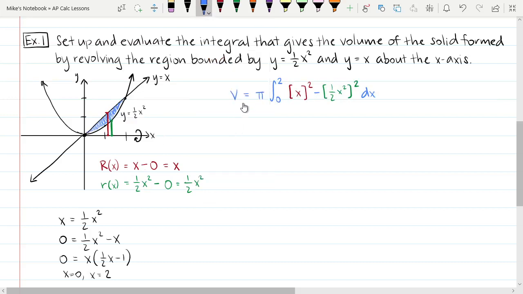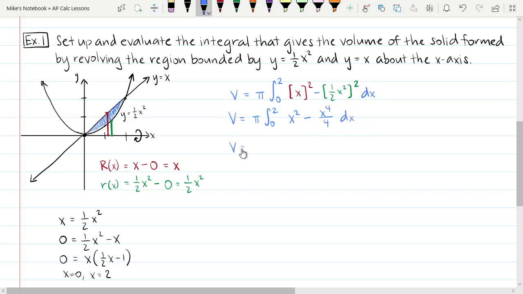Now my recommendation is, I don't want you to get out of practice of evaluating definite integrals by hand, so I would recommend doing some of the problems by hand and some of them with the calculator, because both of those skills are going to be important. So for this one, let's go ahead and do it by hand. So I get volume equals pi times the integral from 0 to 2 of, let's go ahead and expand this. So this is x squared minus 1/4 x to the 4th, or I'm just going to write this as x to the 4th over 4, either way.